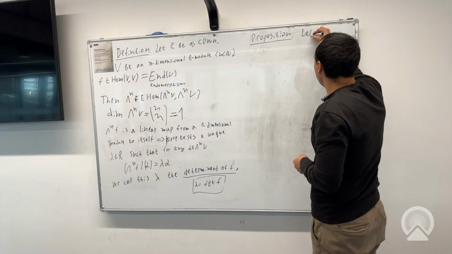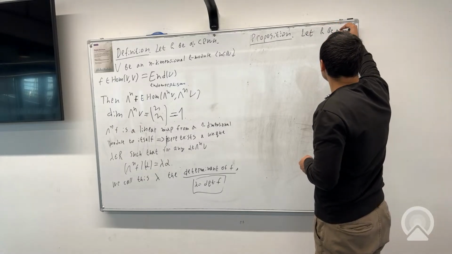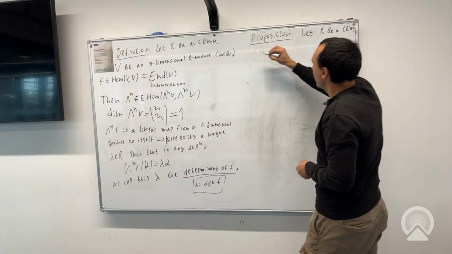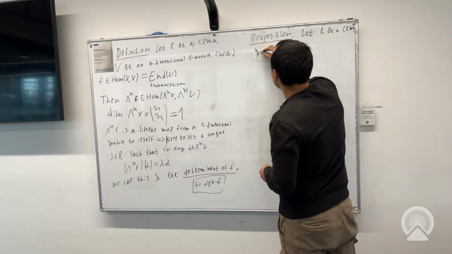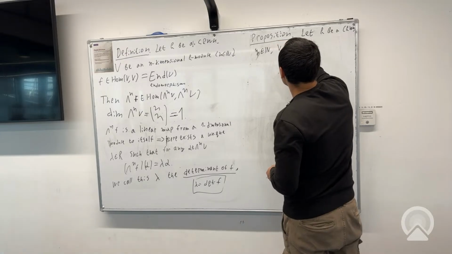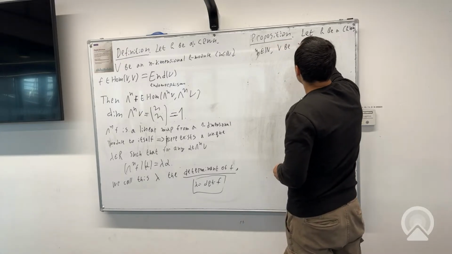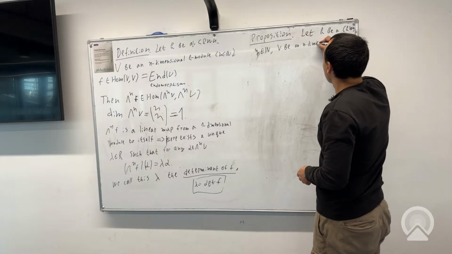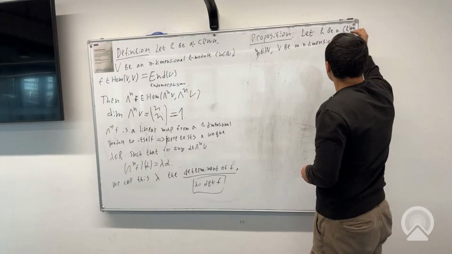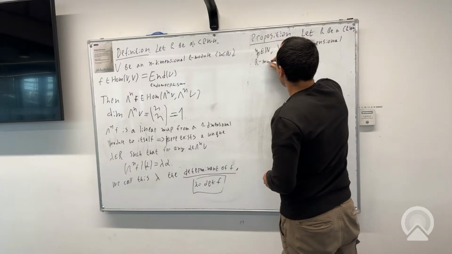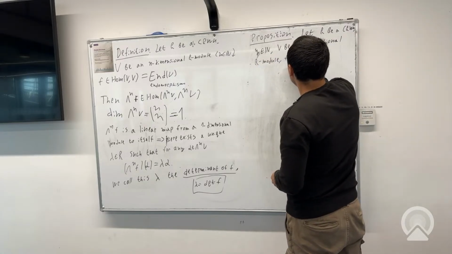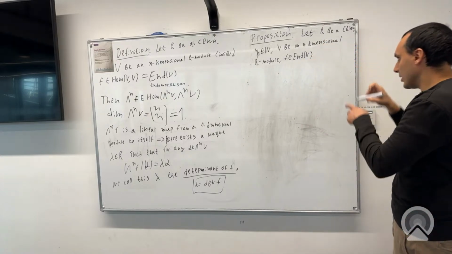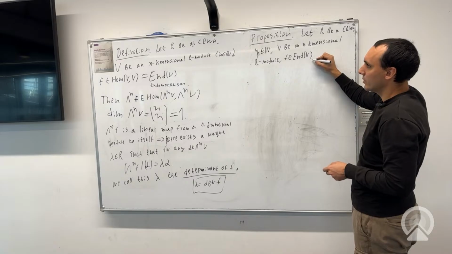Let R be a commutative ring with unity, and n an integer, and V be an n-dimensional R module. F is a linear map, an endomorphism, a linear operator from V to itself.